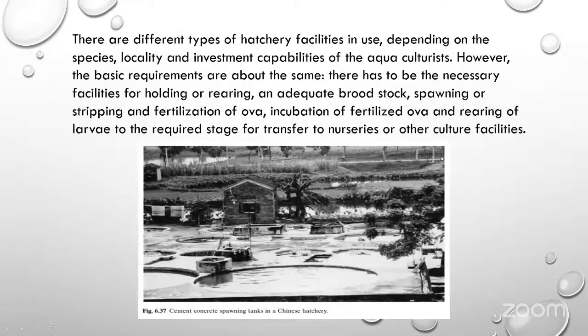So there are different types of hatchery facilities in use, depending on the species, locality, and investment capabilities of the aquaculturist. However, the basic requirements are about the same. There have to be the necessary facilities for holding or rearing an adequate brood stock, spawning or stripping, and fertilization of ova, incubation of fertilized ova, and rearing of the larvae to the required stage for the transfer to nurseries or other culture facilities.